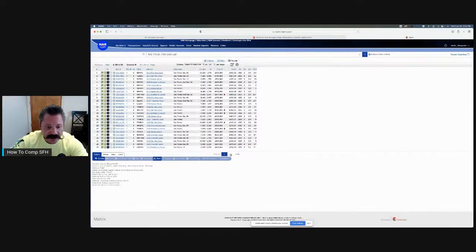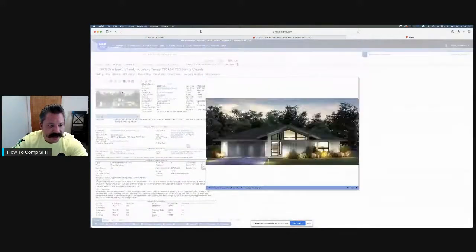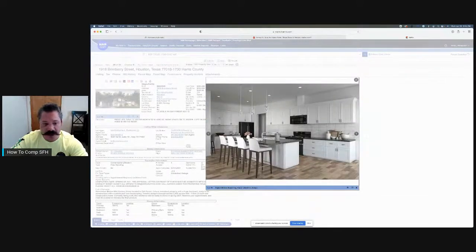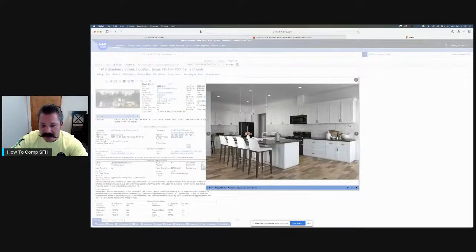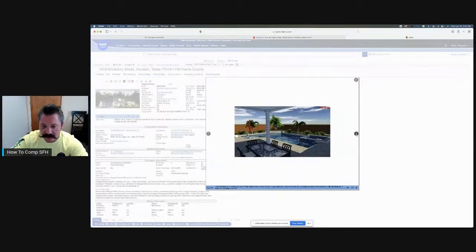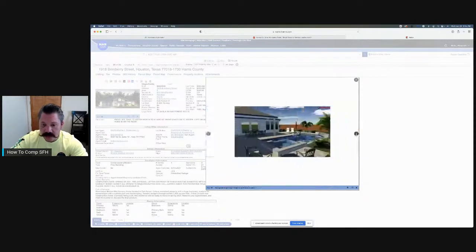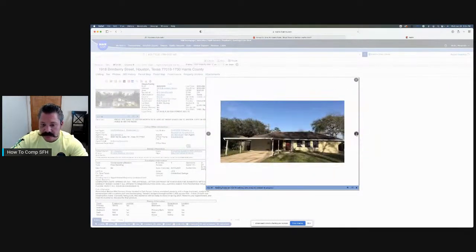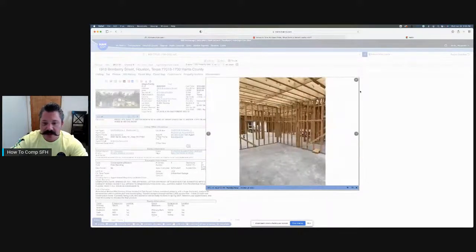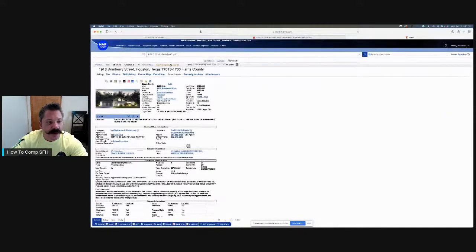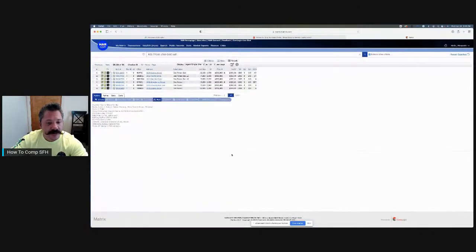Let's say you're like, well, Alex, I'm going to do the high-end stuff. So let's look at this one here. Look at that house. You can already tell the agent did a wonderful job. They actually hired someone to take pictures. Beautiful house, very modern. There's a pool. That's a rendering. Oh, I see what they did, they did a rendering of it. Okay, well, we're not going to use that one. We're going to use this one.